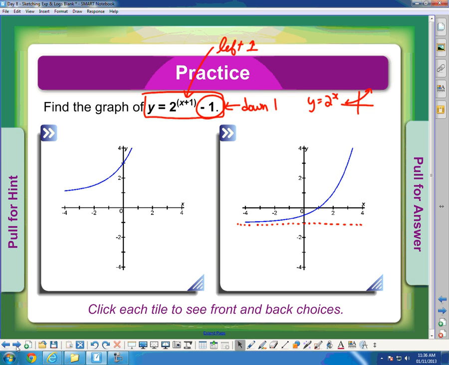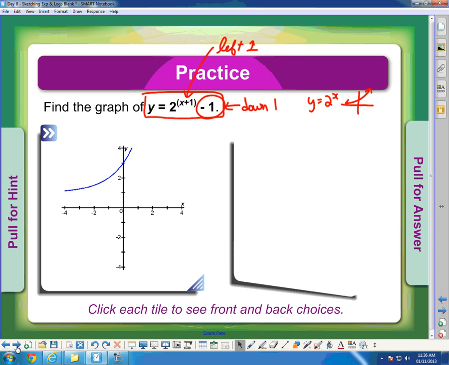Well, to me, it looks like this point here has moved over to that. This looks like it's moved to the right. I want one that moves to the left, so I'm going to anticipate that it goes over here. Like this graph will be over here. So I don't think it's this one.